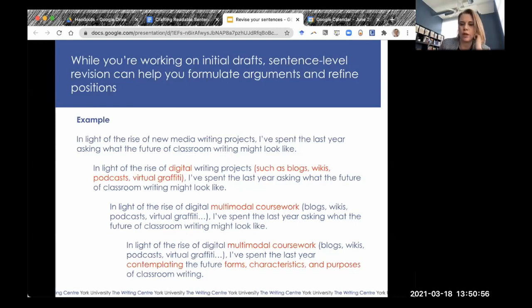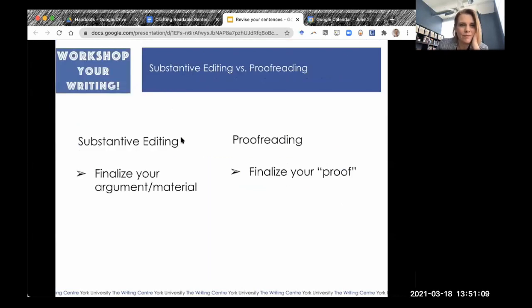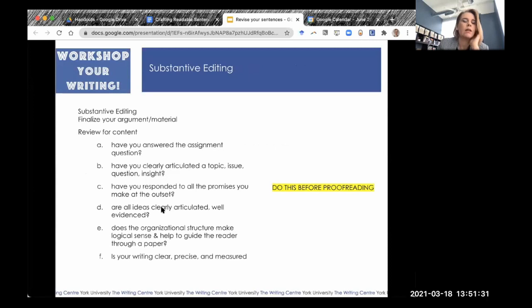And that can happen with proofreading. So put a sticky note on your computer screen: stop procrastinating, move on to the next sentence. I'll fix it later. So substantive editing is finalizing your argument and the organization of your material, and proofreading is finalizing your proof that comes at the very end. That's what we're going to focus on for the most part, but I'll give you another example of what substantive editing looks like.